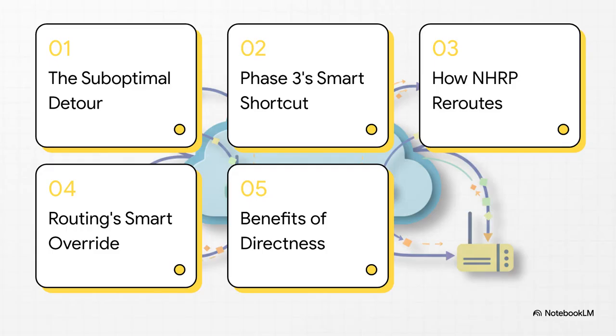So here's what we've got on tap. First, we've got to understand the problem, right? The suboptimal detour our data sometimes gets stuck on. Then we'll jump into Phase 3's clever fix. We'll look at the protocol that's the brains of the operation, how it cleverly overrides normal routing, and then the big payoff, why all this directness actually matters.